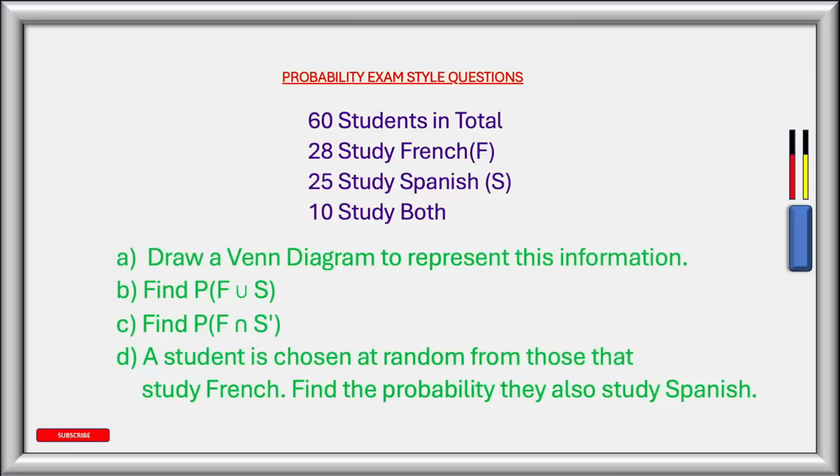In a group of 60 students, 28 study French, 25 study Spanish, and 10 study both. In part A, we're asked to draw a Venn diagram to represent this information. In part B, we're asked to find the probability of the union of those studying French and those studying Spanish. And in part C, we're asked to find the probability of the intersection of those studying French and those not studying Spanish. And for part D, a student is chosen at random from those that study French, and we're asked to find the probability that they also study Spanish. If you'd like to play along, pause the video now.